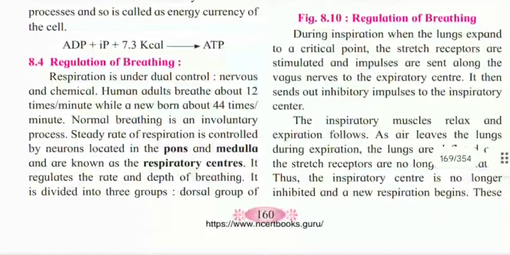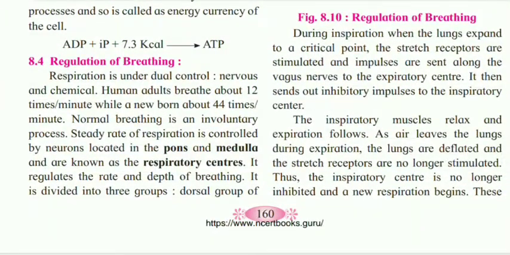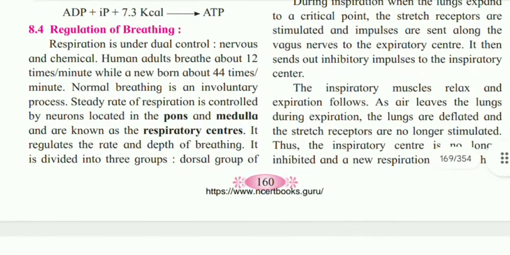Then we have regulation of breathing. Respiration is under dual control, nervous and chemical. Human adults breathe about 12 times per minute, while a newborn about 44 times per minute. Normal breathing is an involuntary process. Steady rhythm of respiration is controlled by neurons located in the pons and medulla and are known as the respiratory centers. It regulates the rate and depth of breathing.